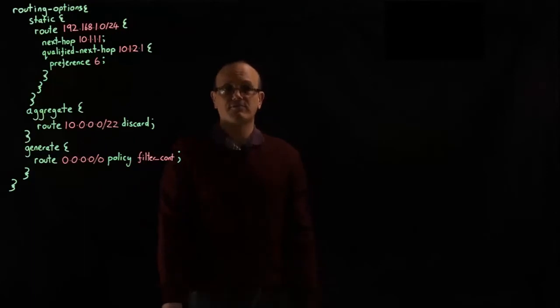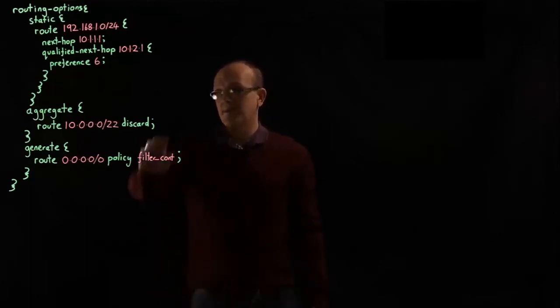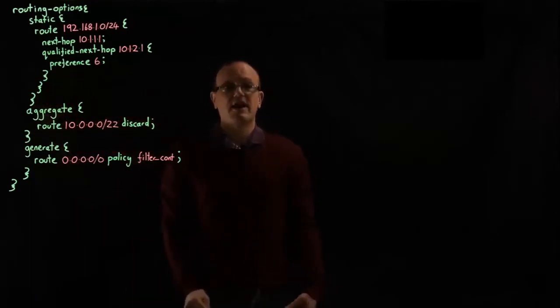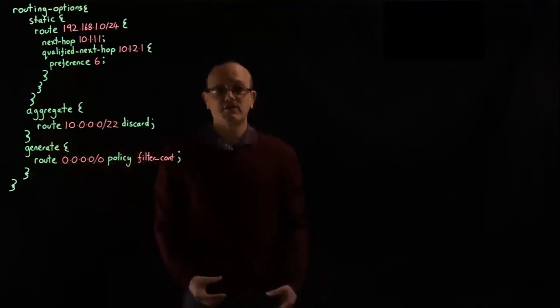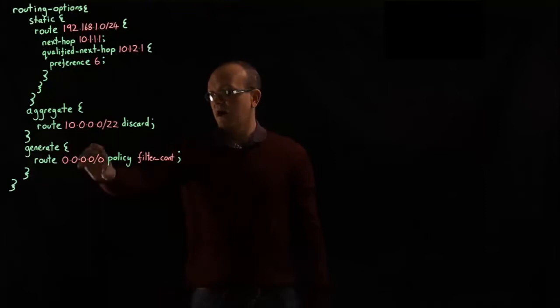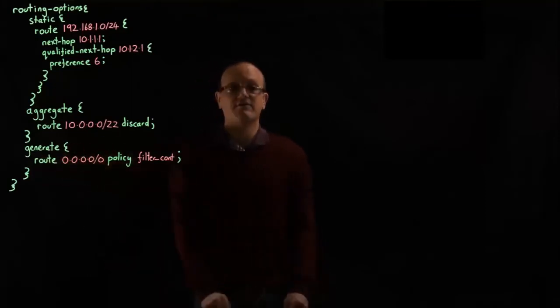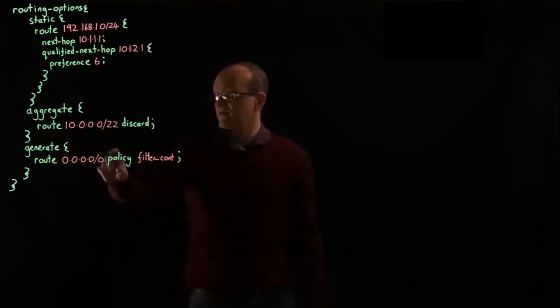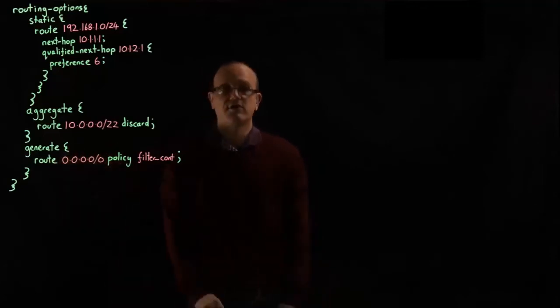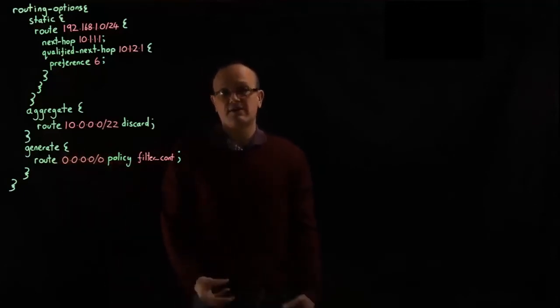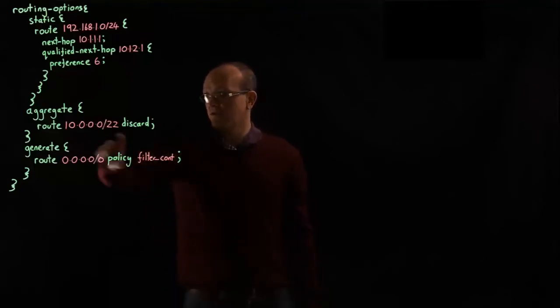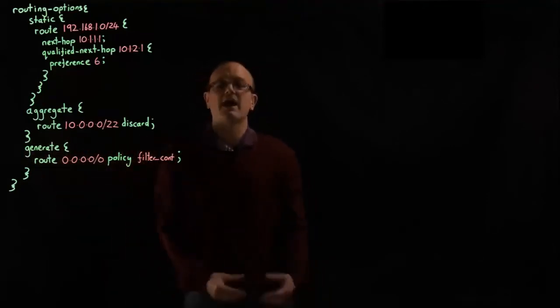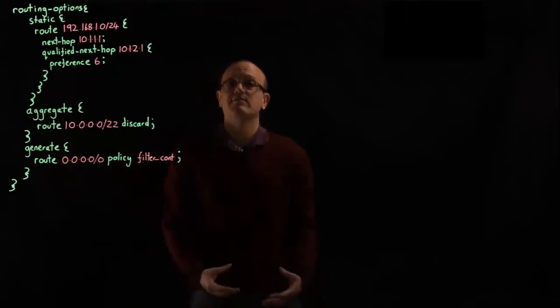And generate routes behave in much the same way as aggregate routes, in that they're only going to appear in the routing table if there are contributing routes that are contained within the route that you've defined. In this case, we've defined a default route. So any route in the inet.0 routing table is effectively going to be a contributing route for this generate route, and it's going to appear in the routing table.